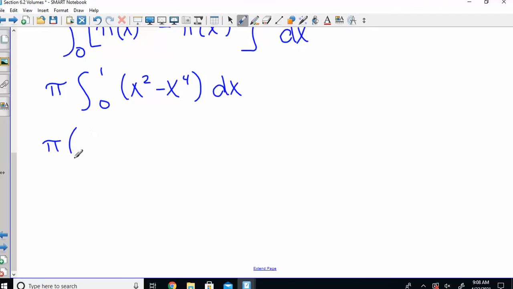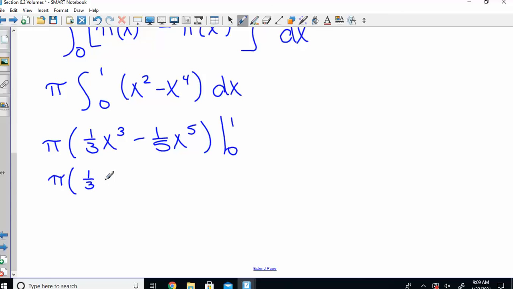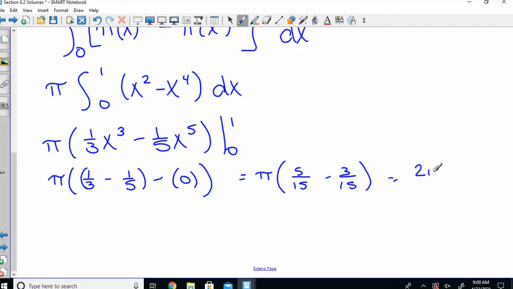So the antiderivative of x squared would be 1/3 x cubed. The antiderivative of x to the 4th is 1/5 x to the 5th. So if we plug those in, we get 1/3 minus 1/5 when we put in the 1, minus, if you put in the 0, you just get 0. And if you want to do this by hand, you need a common denominator. What's our common denominator? 15. So that's like 5 over 15 minus 3 over 15. And we get 2 pi over 15.